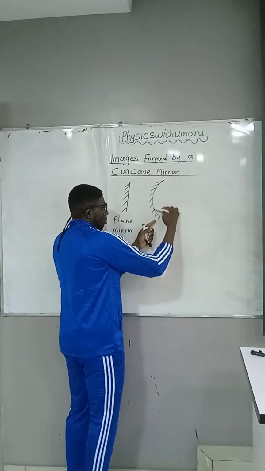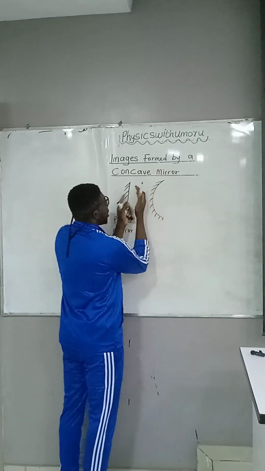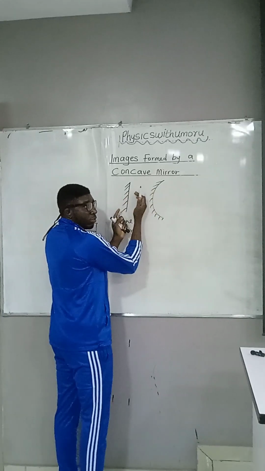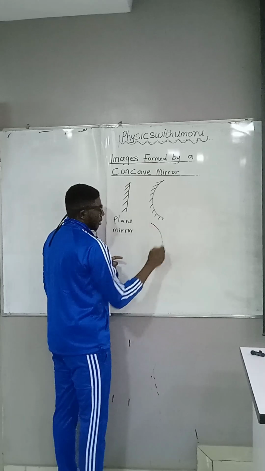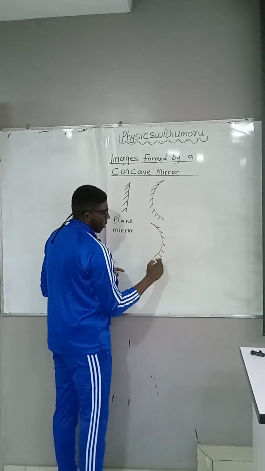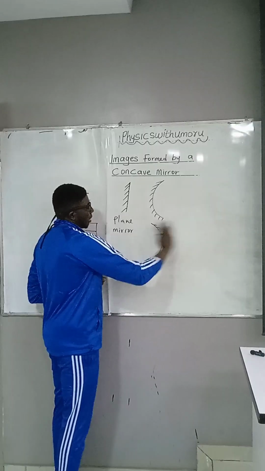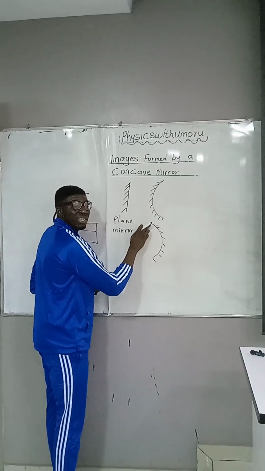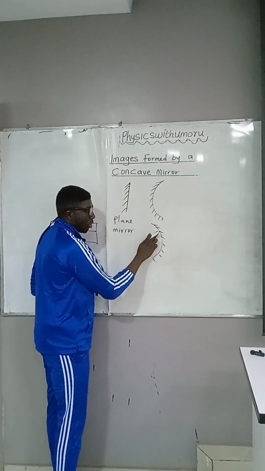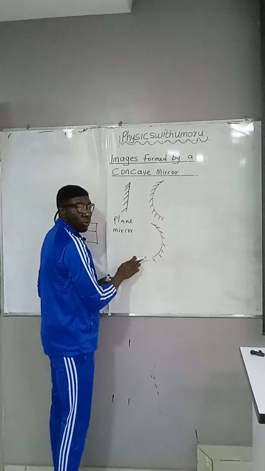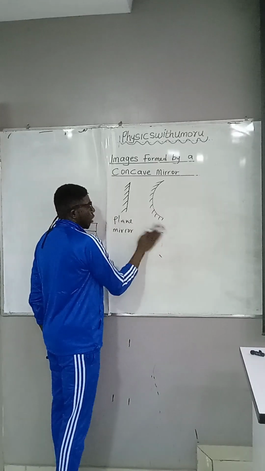This is the front of the mirror, which will curve inward, and the shaded part is the back of the mirror. It's the same as this. You see that the shaded part is outside, and the front of the mirror, the unshaded part, curves inward. So this is still a concave mirror.